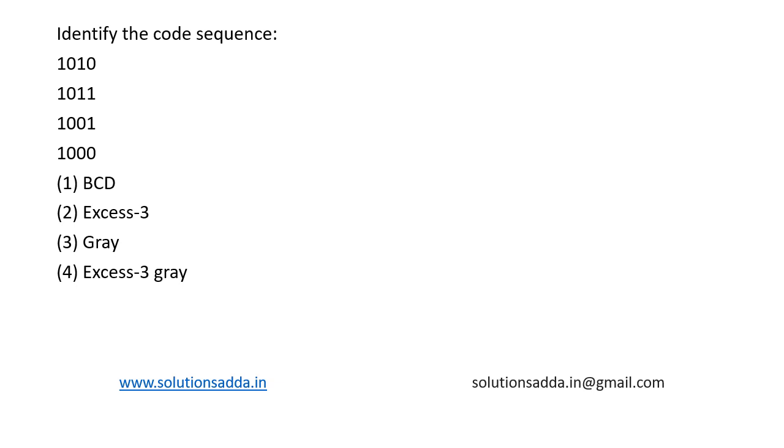This is a question from digital logic. We are asked to identify the code sequence, and this is the sequence given. The four options are BCD, XS3, gray, and XS3 gray. So let's see how to solve it. First of all, let's understand the options that are given.